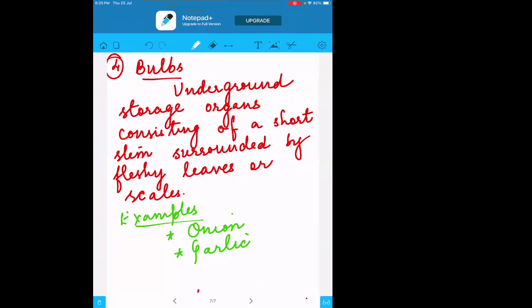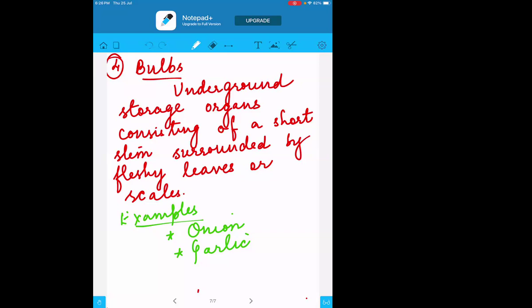The same goes for carrot and beetroot. They are also roots, not stems. Done. Shall we go to the next one?